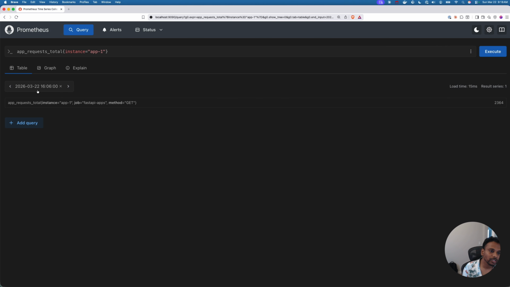Note that I have actually logged it at a certain timestamp, and the reason behind that is I want repeatability. I want to query it and get the same data again and again so that it's easier to demonstrate what I want to demonstrate here. So this is an instant vector. At this given moment in time, this is the value that we have.